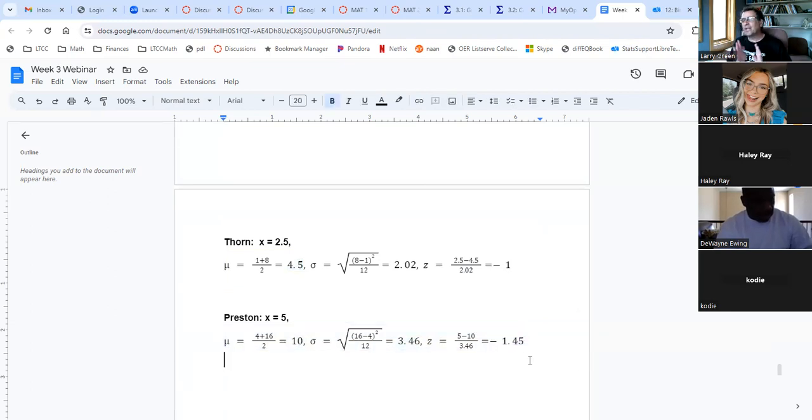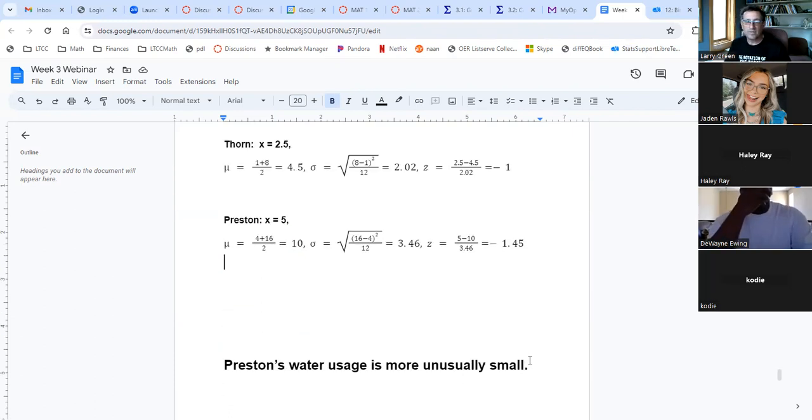Okay, who's more unusual, Thorne or Preston? Yeah, Preston's more unusual because Preston's z-score is farther from zero than Thorne's is. Do you see? So Preston's water usage is more unusually small. Neither are outliers, by the way.